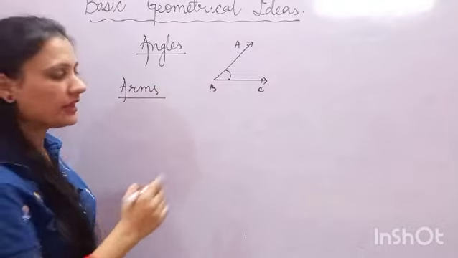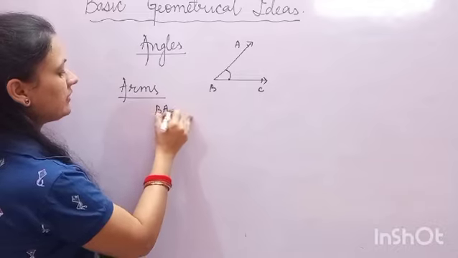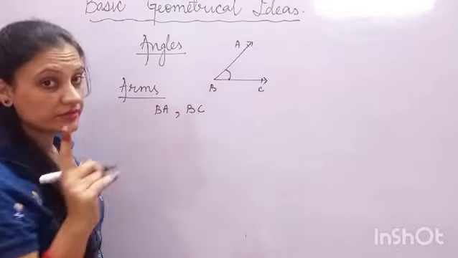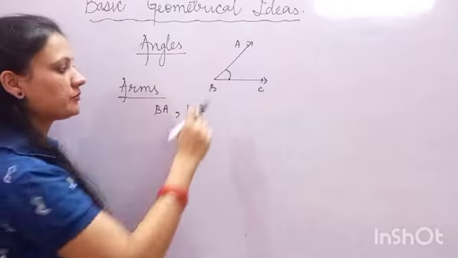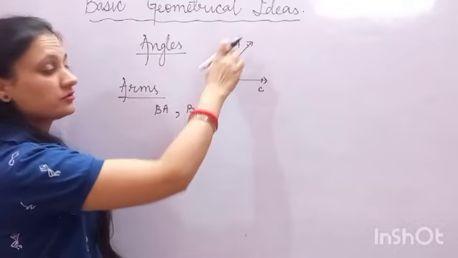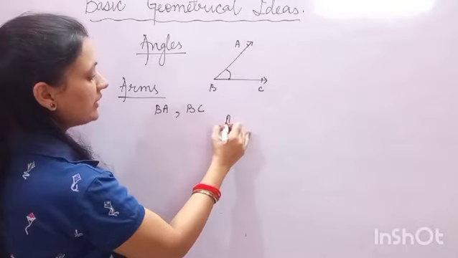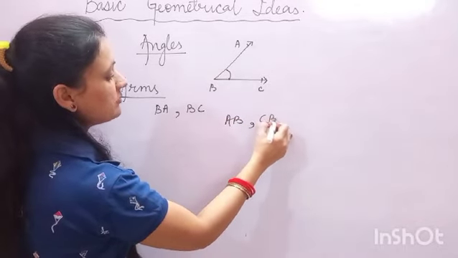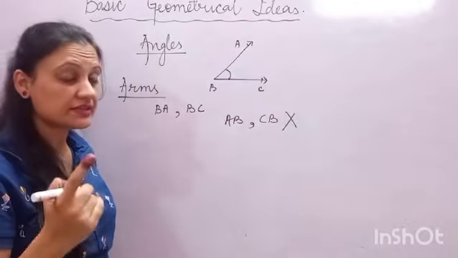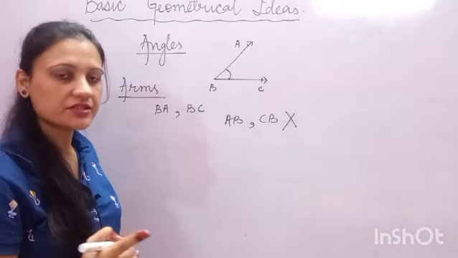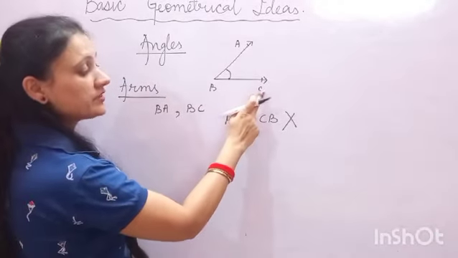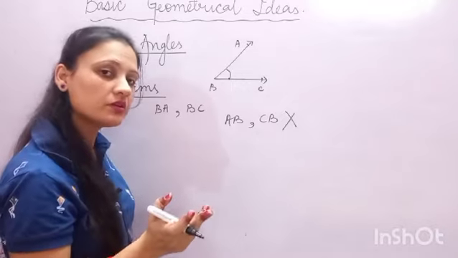What are the arms of the angle? BA and BC. Remember, you should always start from the initial point, then towards the extended point. For example, if you write down AB and CB, it is wrong, dear, as I explained to you in the ray. Ray can be written as BC but not CB. That will be wrong. Clear?